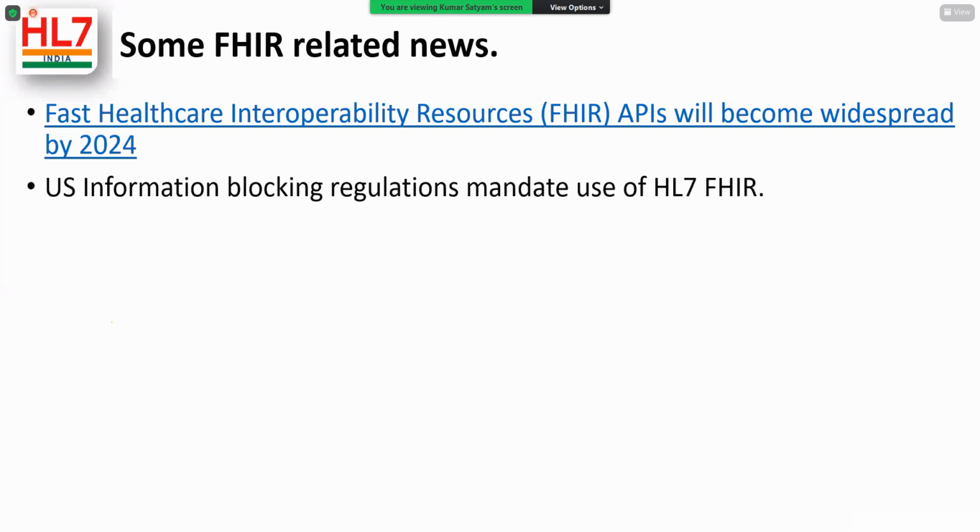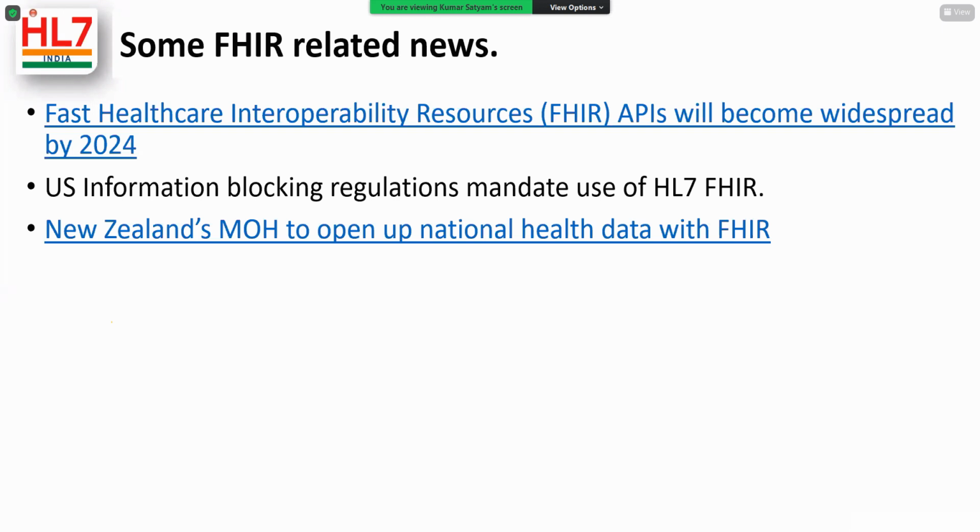US information blocking regulation: anyone who is working in the US healthcare domain knows that the ONC 21st Century Cures Act has come, and it is talking about HL7 FHIR APIs for a lot of purposes. This is one news item that I got from HL7's website: the Ministry of Health of New Zealand opens up national health data with FHIR.